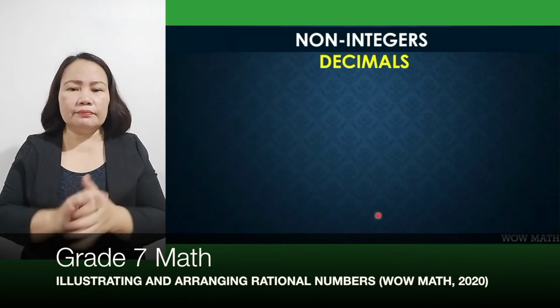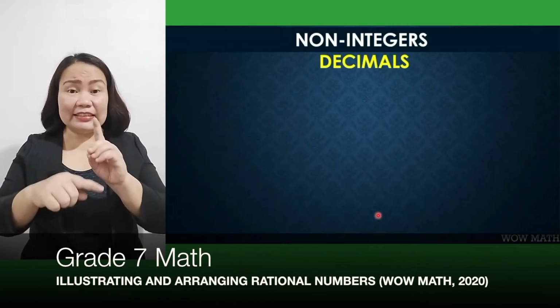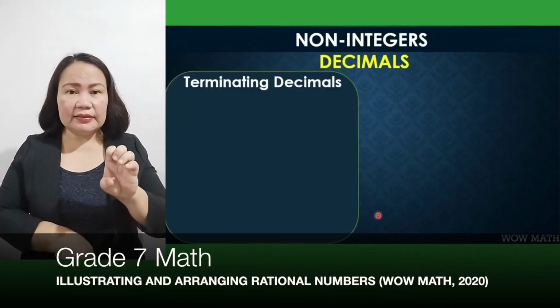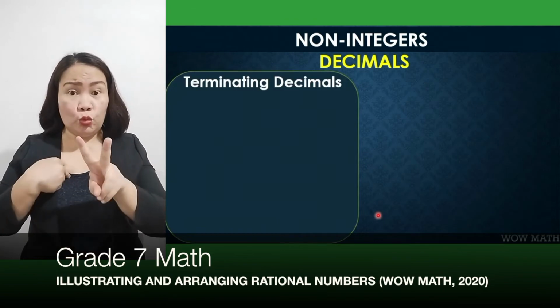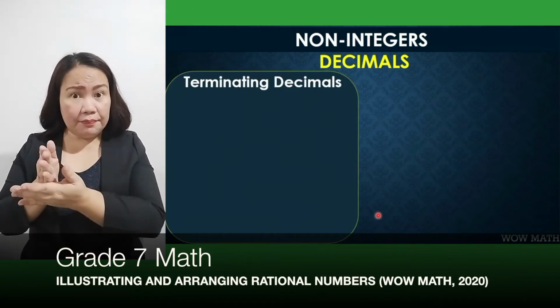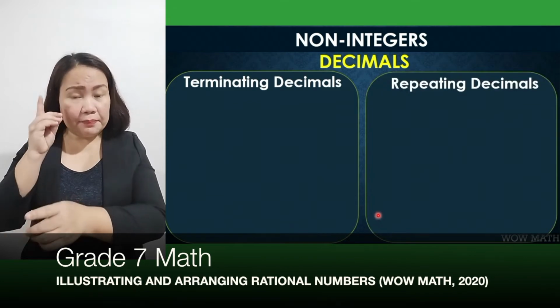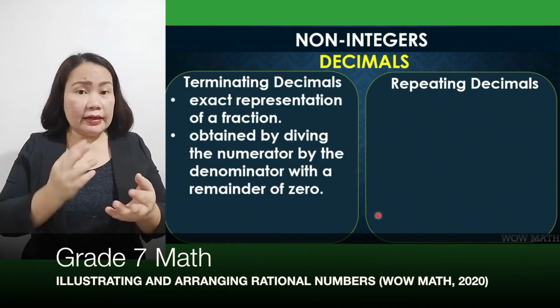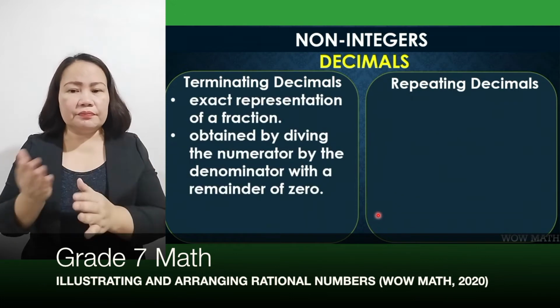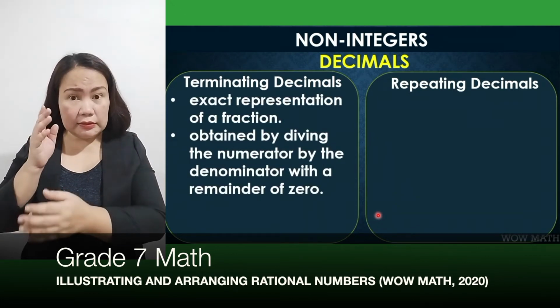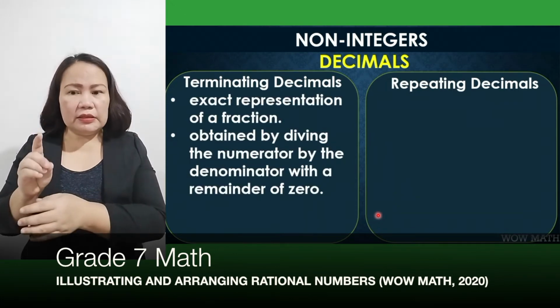Next, we have the decimals. Under decimals, we have two kinds of decimals under rational numbers: the terminating decimals and the repeating decimals. Let us discuss first the terminating decimals. A terminating decimal is the exact representation of a fraction. What do we mean by exact?